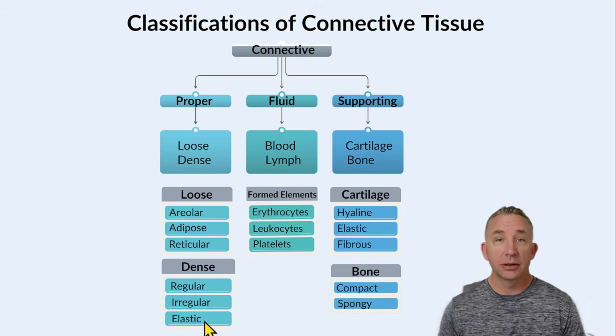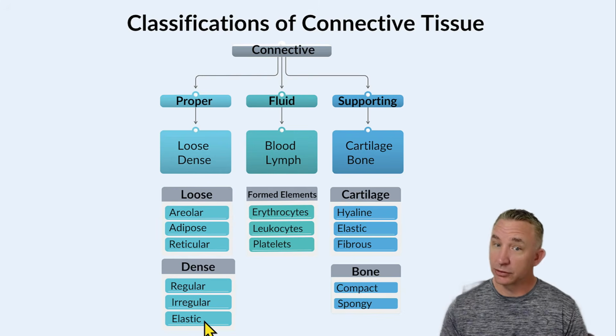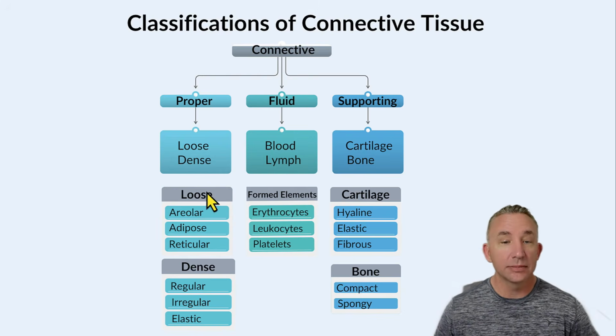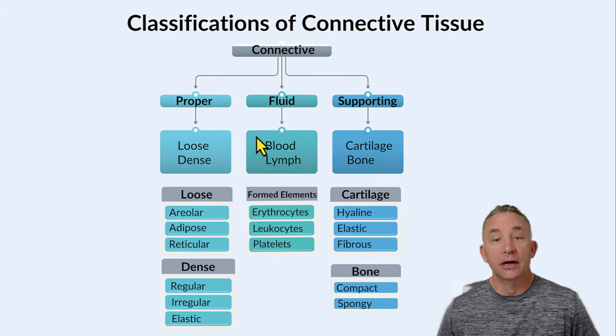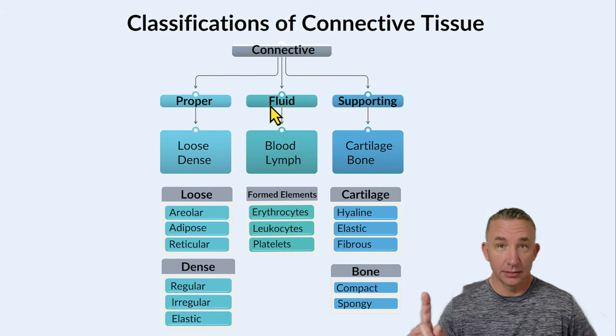Elastic tissue, a little bit more rare. We see it in vertebrae. We see it around some of our blood vessels, but again, a little bit for strength, but also stretching. So that's our 2 types of proper, loose and dense. Fluid, 2 types, blood and lymph.